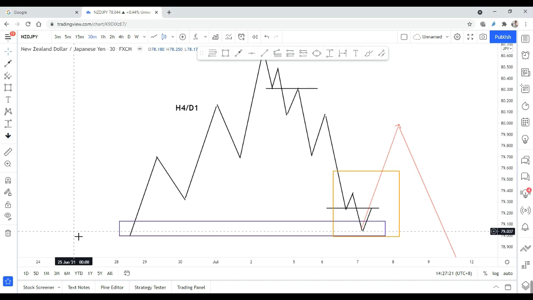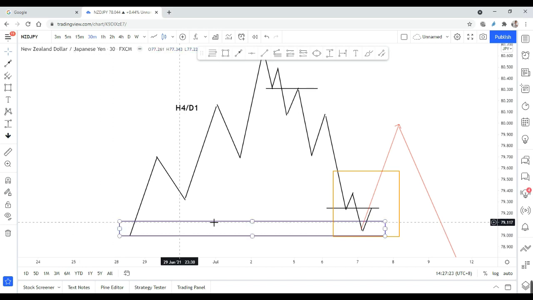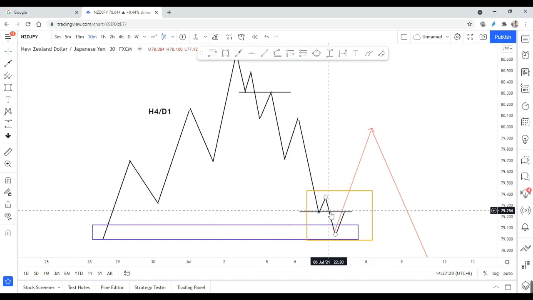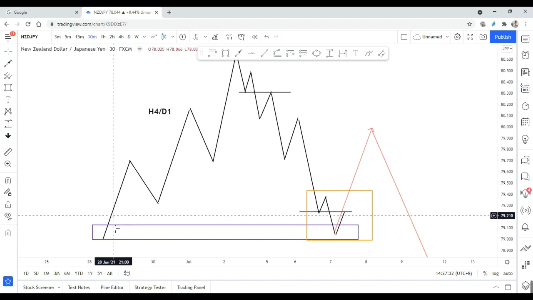SSR stands for significant support and resistance. This is to minimize your risk. Don't always blindly follow step by step without looking at a higher time frame.